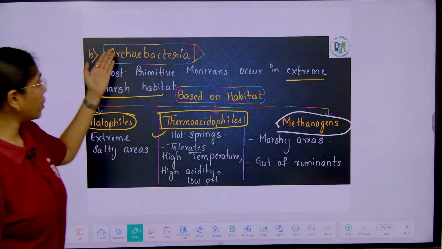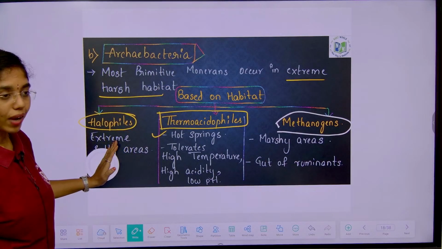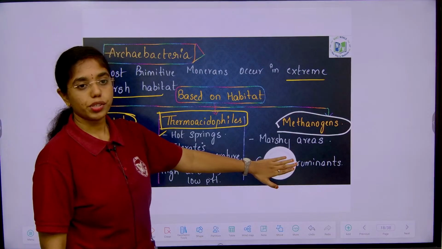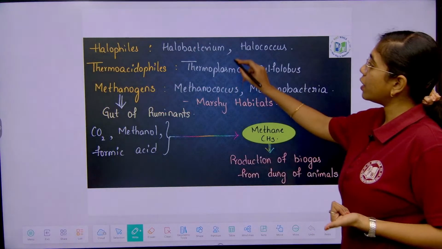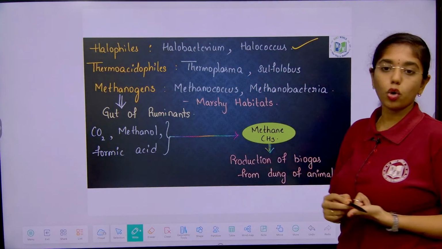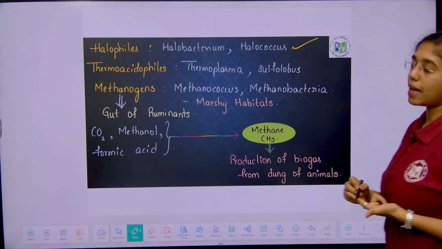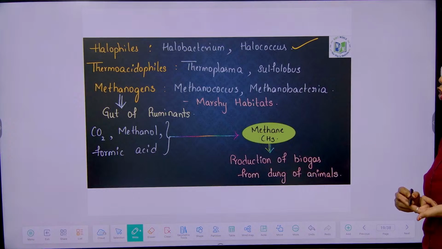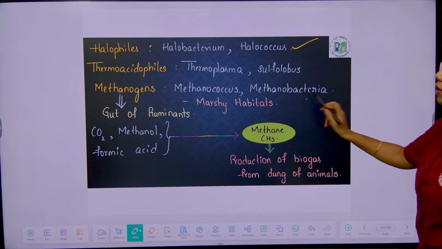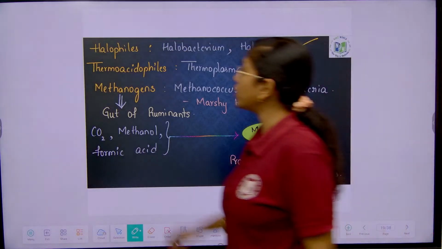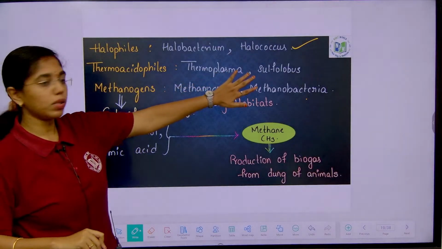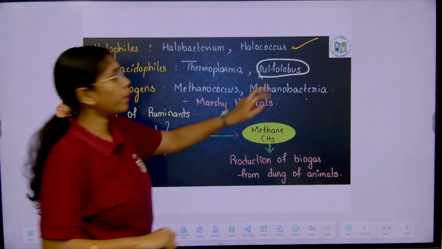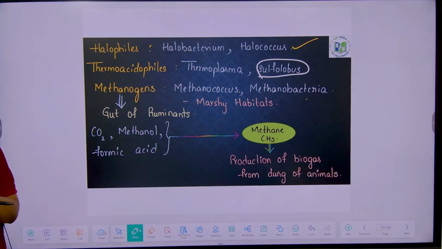Okay. So, archaebacteria are further classified into what? Halophiles, thermoacidophiles, methanogens, right. So, halophiles, examples include what? Halobacterium and Halococcus. Thermoacidophiles examples include Thermoplasma and Sulfolobus. Methanogens, Methanococcus and Methanobacterium. To remember the examples of methanogen and halophile, you cannot struggle much, but you have to remember Sulfolobus, right. This is the only thing where you have to invest your memory. Rest all you can choose directly. You will get the PDF. Okay.